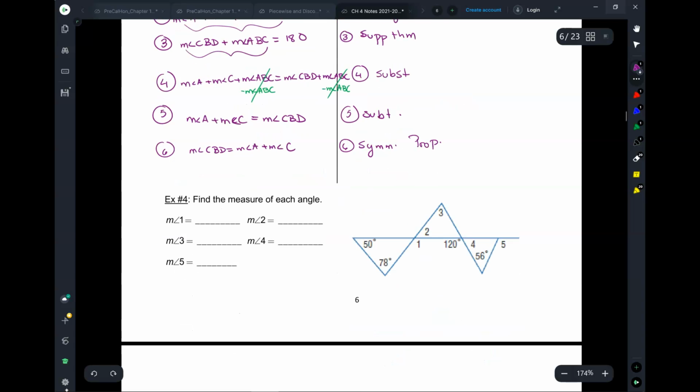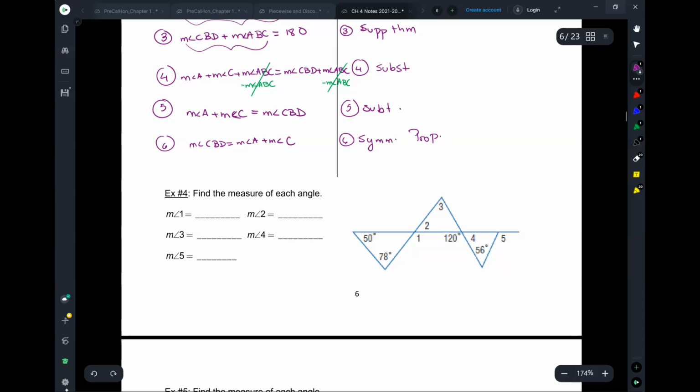Oh, look at these. I love these problems. Okay. So look, we need to find measure of angle 1. Do you see how when you have a triangle and you extend one of the sides, measure of angle 1 is an exterior angle? It equals the sum of the two remote interior angles. So that's 50 plus 78, 128.